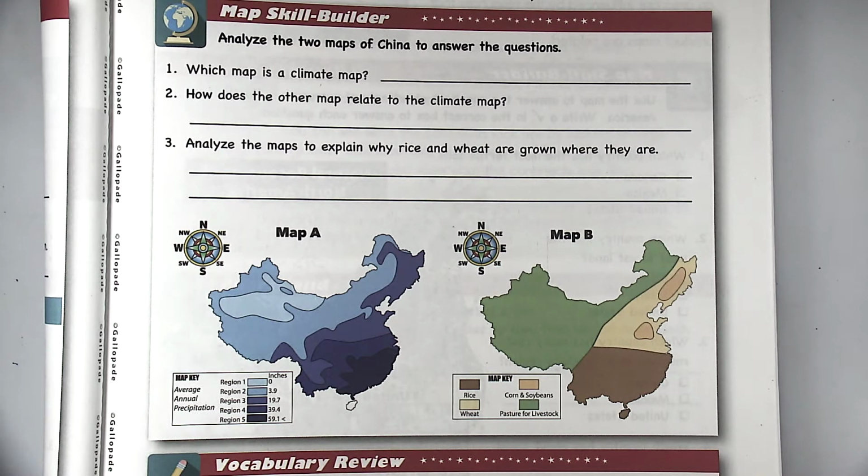So, if you have a lot of rain, aka precipitation, if you have a lot of precipitation in one area, you are allowed to grow more crops, correct? Yeah, so if you don't have a lot of rain, it's going to be really hard to grow crops because plants and crops, they need rain in order to live and in order to grow. So knowing that, I want you to answer number 2. How does the other map relate to the climate map? Go ahead and write that.